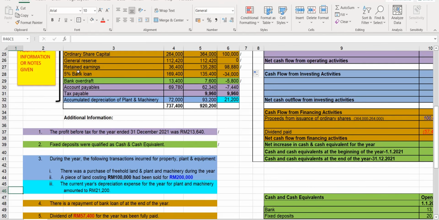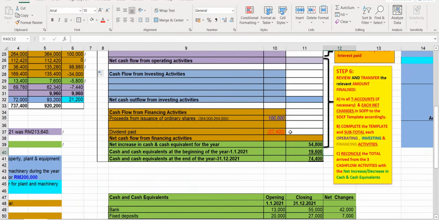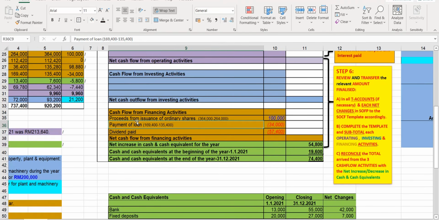At the end of the year, by the beginning of the year, there is an interest, right? 5% bank loan here. You will still have to consider the interest until the end of the year for this 169,400. I will be doing it later. Just focus on the bank loan first. So that was 34,000, and that 34,000 will have to be included here, which is your repayment of bank loan. So I have already prepared it here.